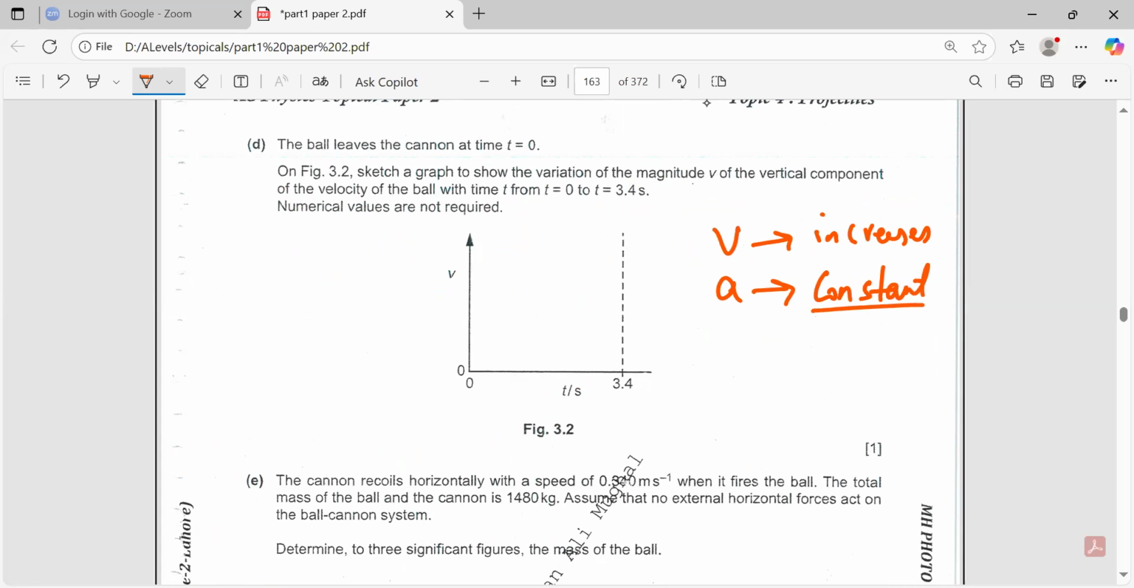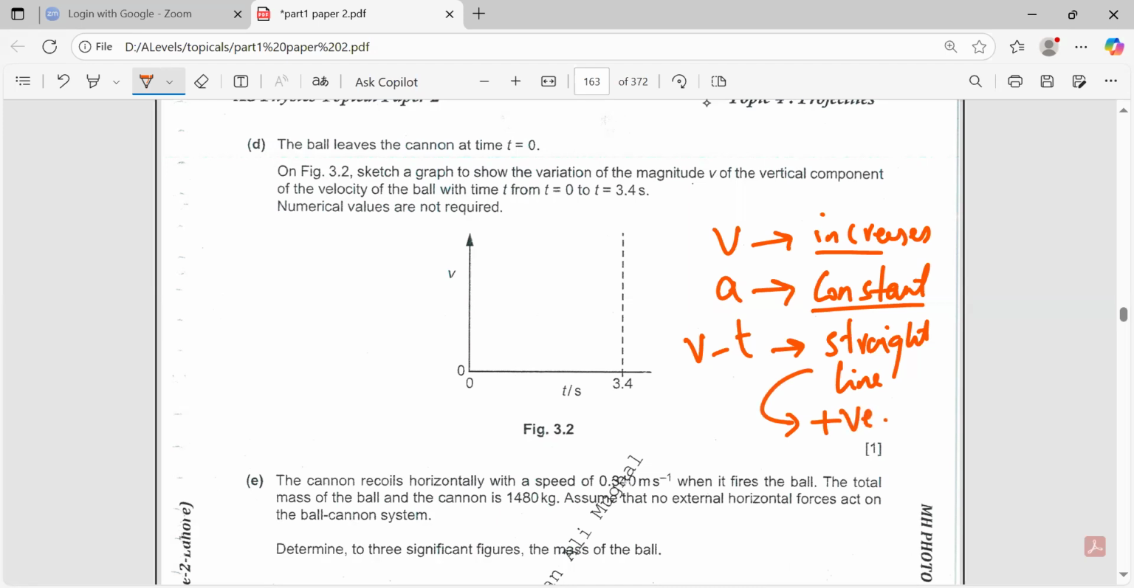which is constant, so how does the vt graph get drawn? It is going to be a straight line. And why is it a straight line? Because acceleration is constant. And will the straight line have a positive gradient or negative gradient? As the velocity is increasing, our gradient will be positive.